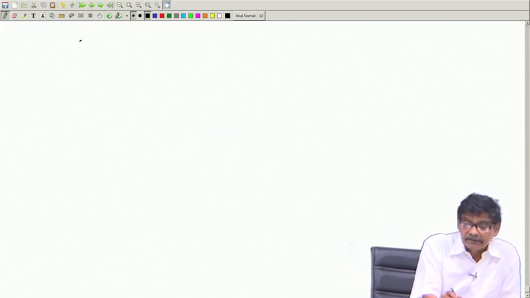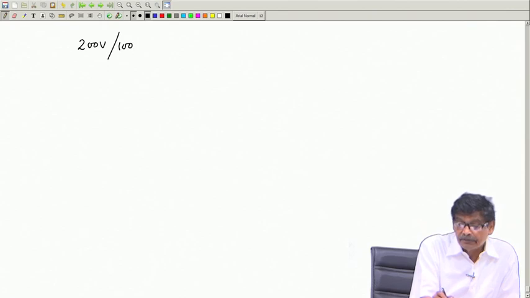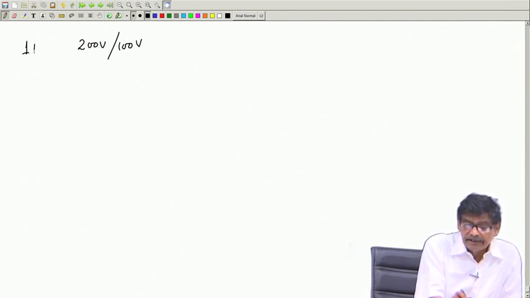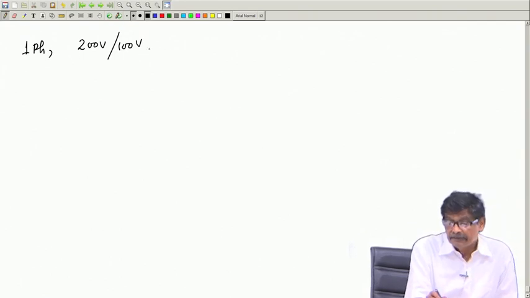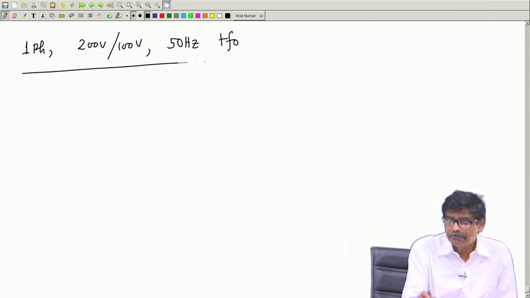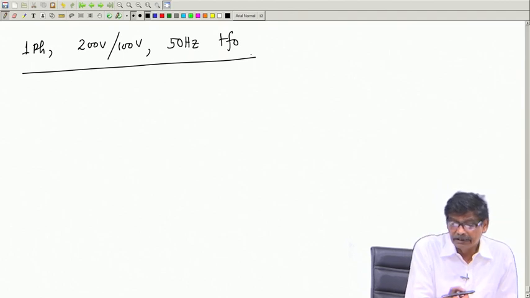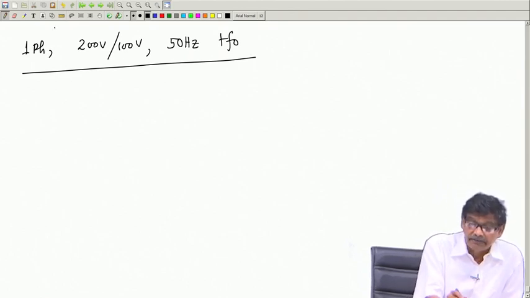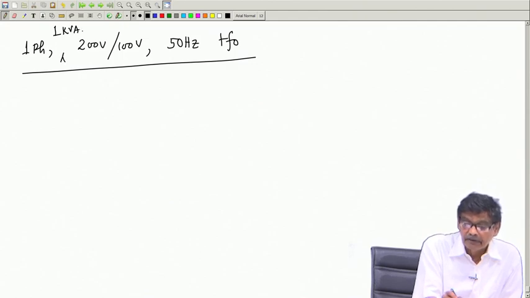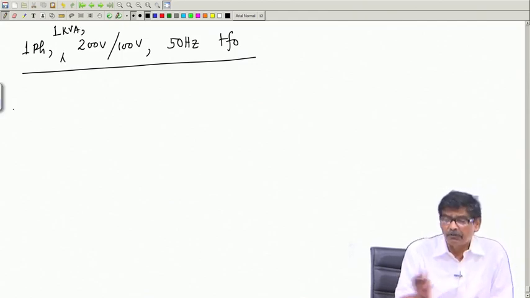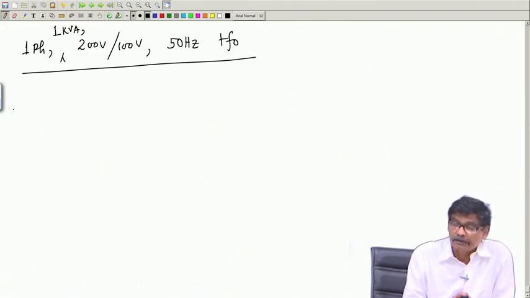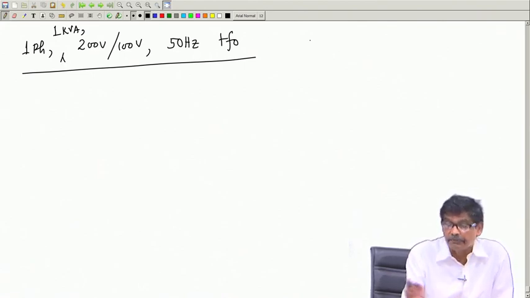I took one like this, say 200 volt stroke 100 volt, single phase, 50 hertz transformer, and suppose it is a practical transformer, and what I have missed is the kVA rating. Suppose the kVA rating is 1 kVA. Okay. 1 kVA 200 volt stroke 100 volt 50 hertz single phase transformer. TFO means transformer, the short way I am writing. Acha.